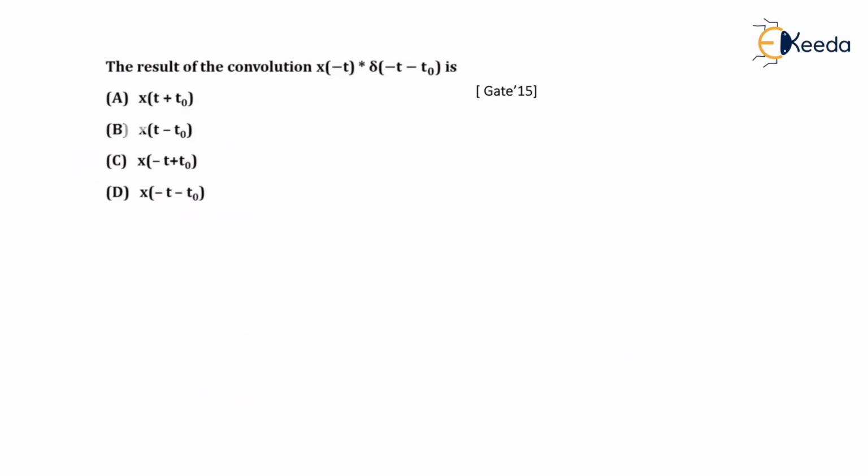So let's move to the next problem. The result of the convolution of x(-t) when convolved with δ(-t-t0) is, and they have given you various options. Let's see.